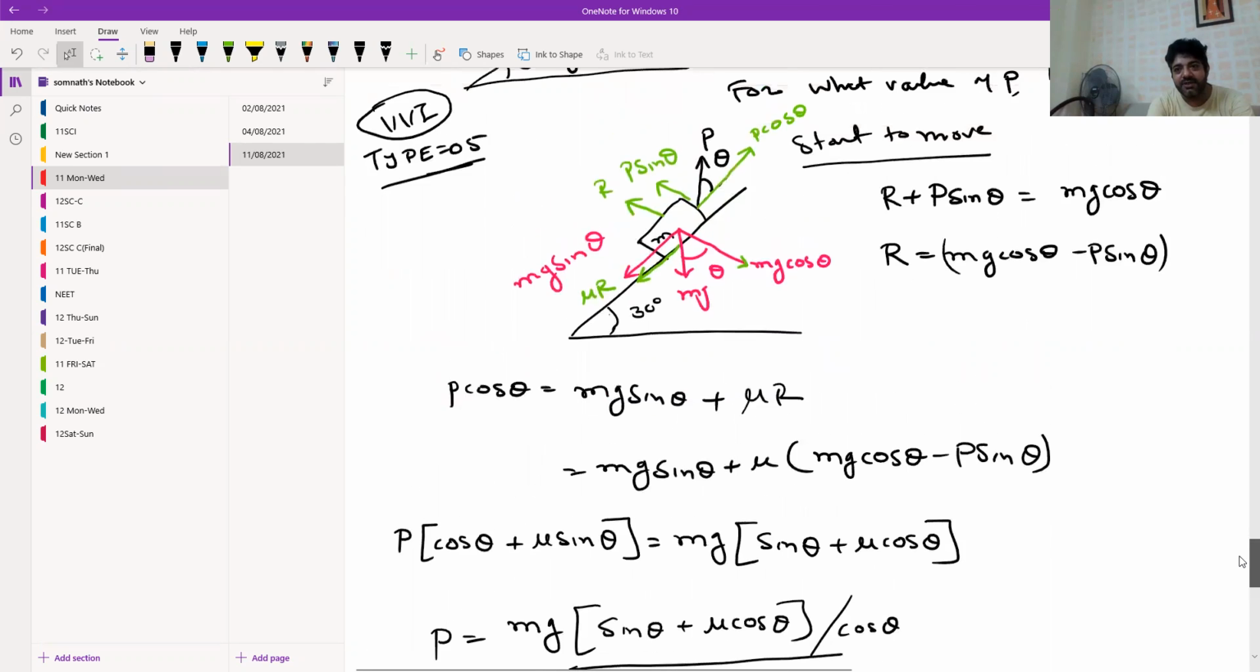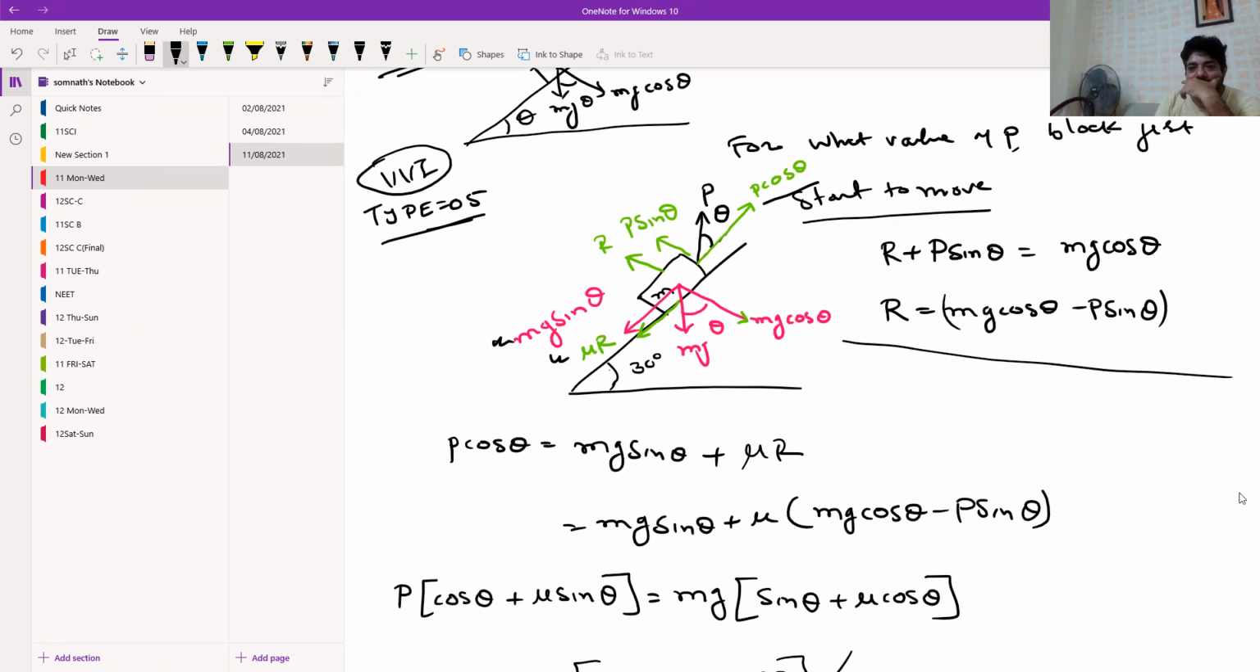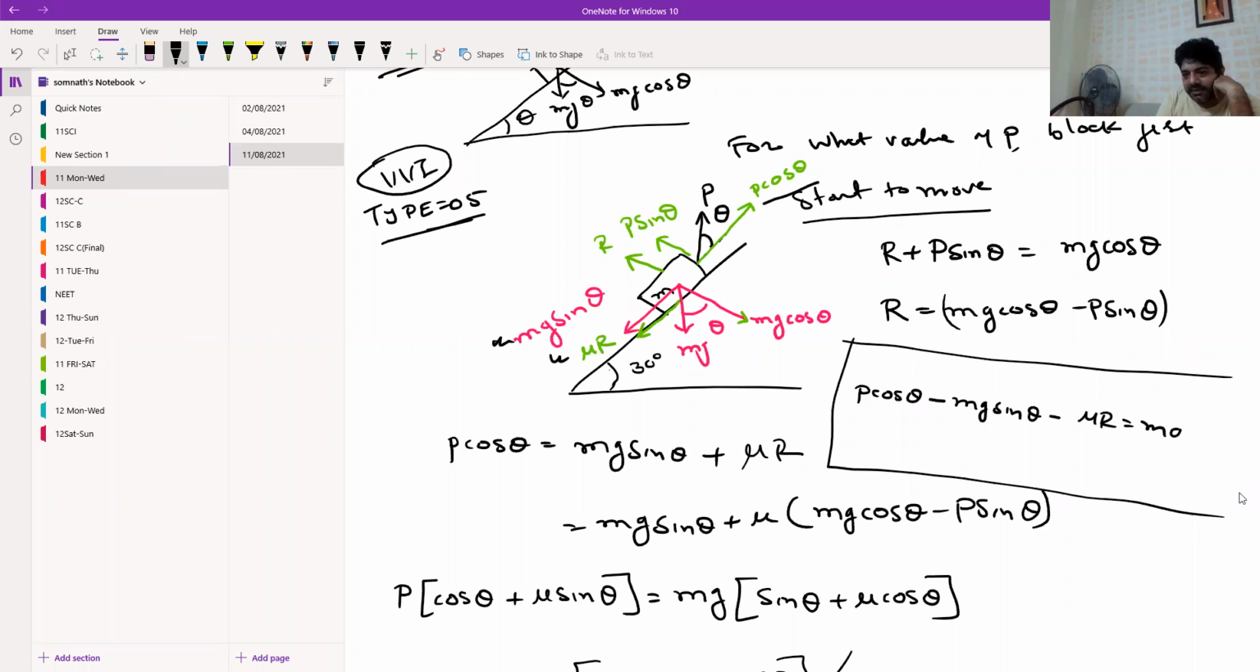And if in this question, instead of the block just starting to move, the block is moving with some acceleration upward, then very simply I can say p cos theta is greater than these two forces, and my equation is p cos theta minus mg sine theta minus mu r. That means I can write it here so that you can understand. P cos theta minus mg sine theta minus mu r equals mass into acceleration.